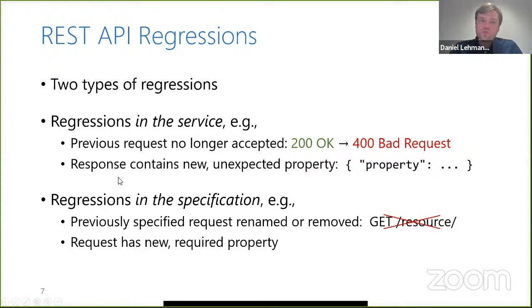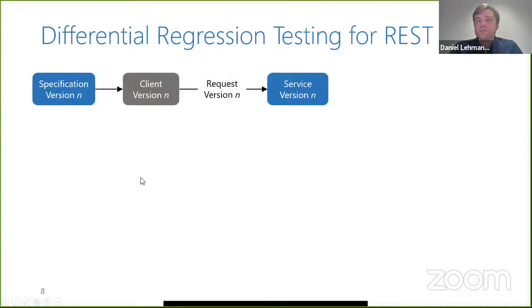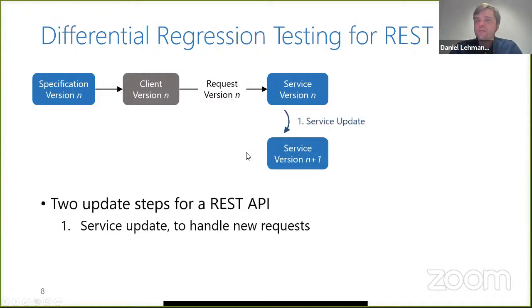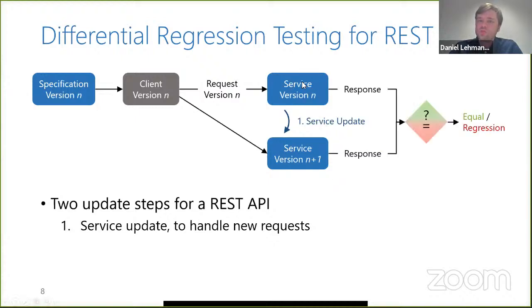Now, we want to find those two types of regressions in REST APIs. And for that, we instantiate the differential regression testing idea from earlier for REST APIs. What you can see here is, again, the two software components, the service of an old version and the specification of an old version. Then the first component gets updated, namely the service gets upgraded and put online. And now this new service can, for example, supply new features or answer new types of requests. The first differential testing part of our approach is comparing the outputs of the two different service versions against each other, but on requests from the same old specification. And if there's a difference between them, then we potentially found a regression in the service update.